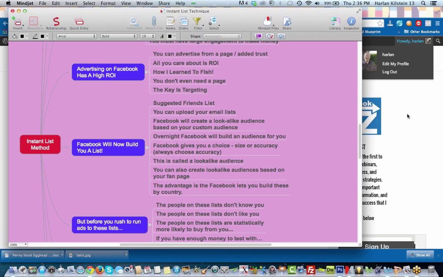Everybody type in the strangest, most accurate friend Facebook has found for you. When they suggest friends, tell me the strangest, most accurate friend that Facebook has ever found for you.